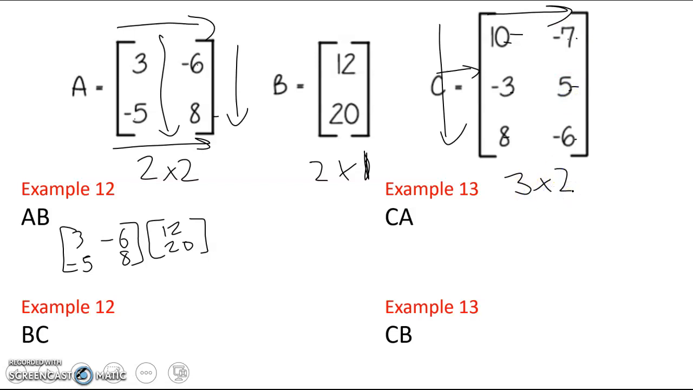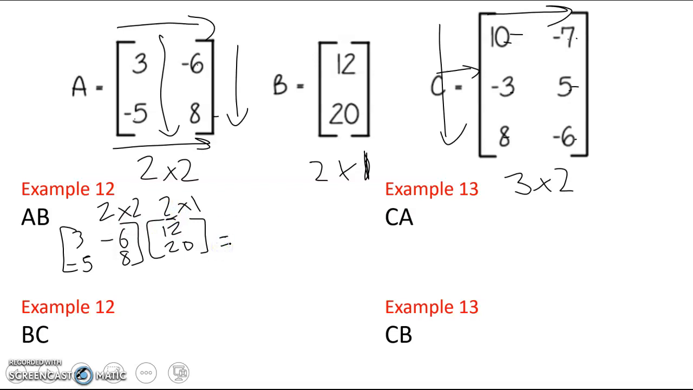So let's take a look at this, starting with AB. A is a 2 by 2 matrix, and B is a 2 by 1 matrix. You see that the number of columns in the first one matches the number of rows in the second one. So we can indeed multiply these, and we're going to move on to doing so.